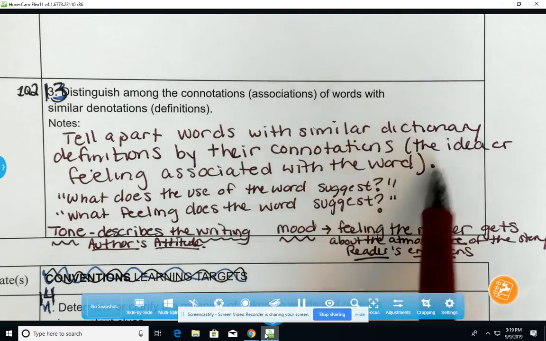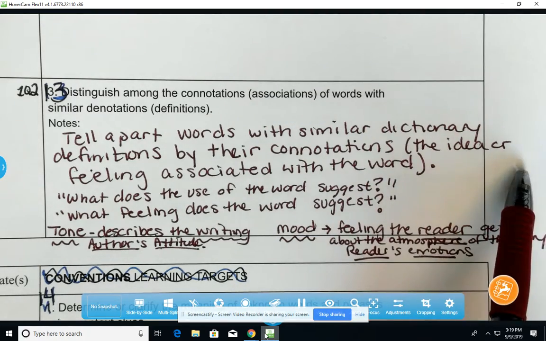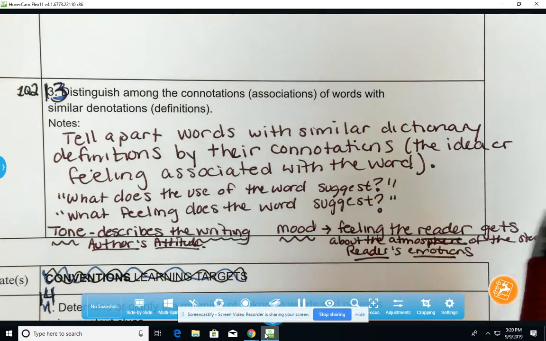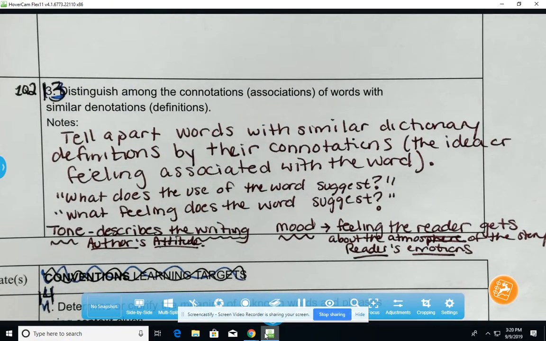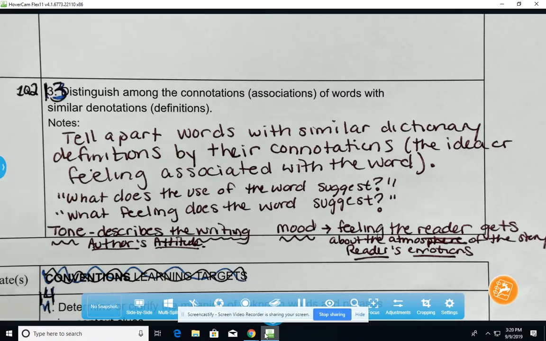That's looking at the word kid or brat. Kid and brat both are words that we associate with young people, but the word kid has a very different connotation to it than the word brat. The connotation of brat is not necessarily positive, whereas kid does not have a positive or negative connotation to it.